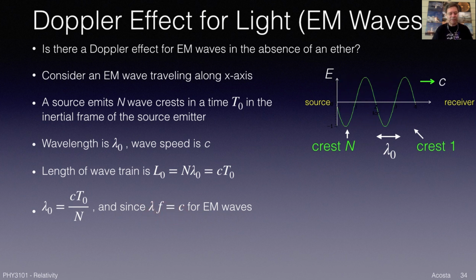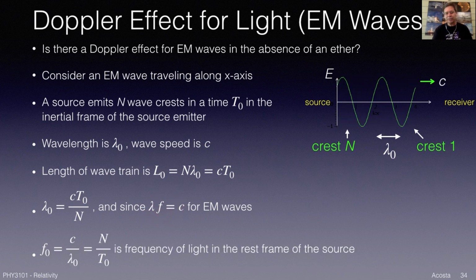And so we can use this relation to get the frequency. The frequency is just c over lambda. So here's c, and then our wavelength in the rest frame is lambda naught. But lambda naught we just worked out to be c t naught over n. So we put the c t naught in the denominator, n times c in the numerator. The c's will cancel, and I just have n over t naught. In other words, the frequency is just the total time divided by n, and then 1 over that. All right, does that make sense?